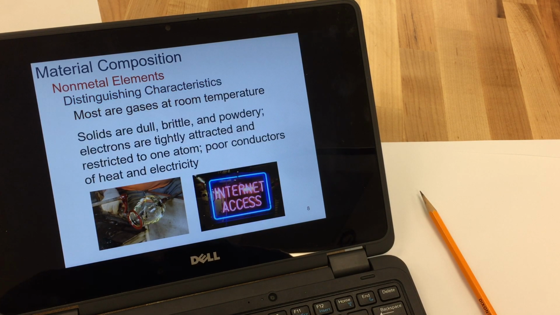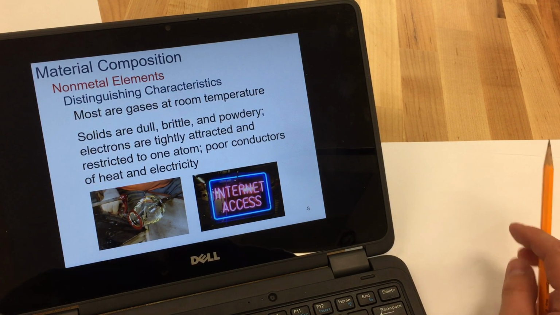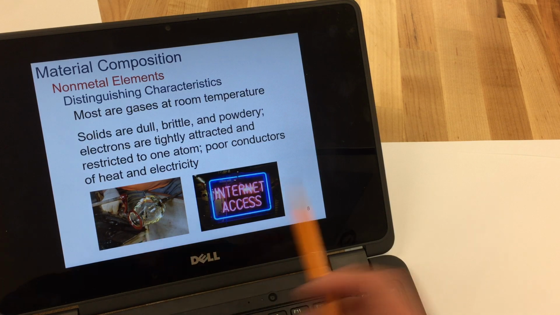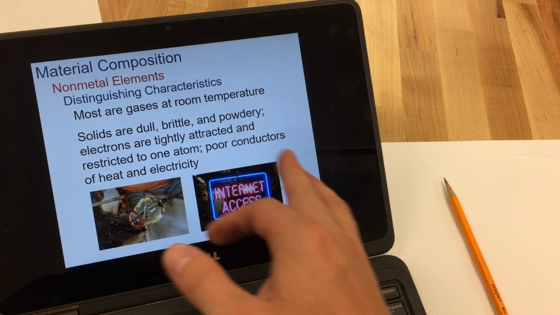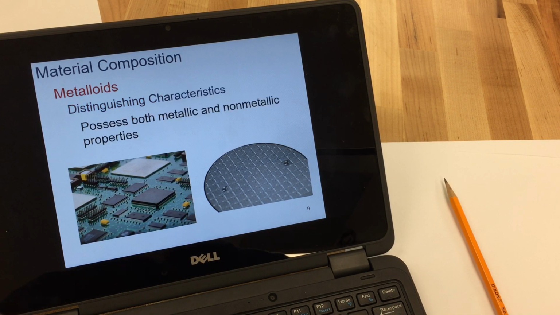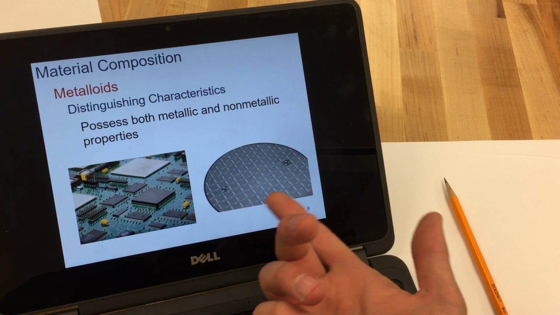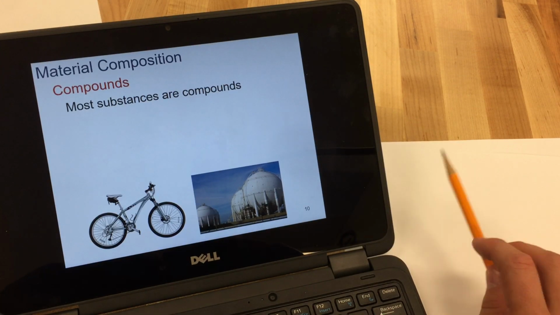Non-metal elements would be most gases, okay, at room temperature. Solids that are dull, brittle, powdery. Look at that glass, okay. Poor conductors of heat and electricity. All right, glass is used as a resistor. So metalloids are mixtures, so possess both metallic and non-metallic properties. Okay, that could be some computer chips. That could be this fancy little thing there. I don't even know what it is.